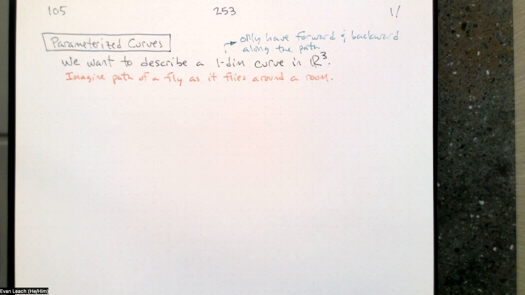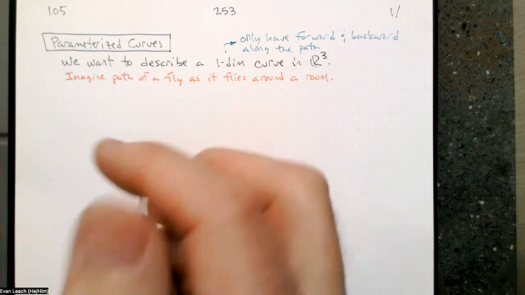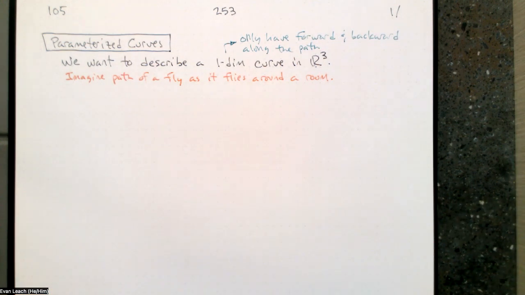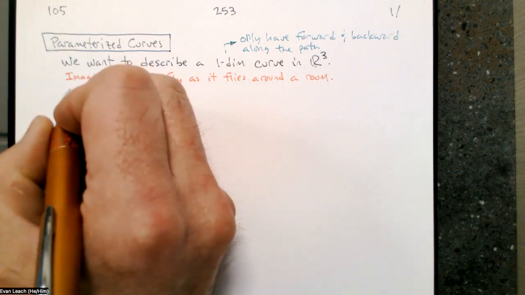Another example of a one-dimensional curve in three-dimensional space is a roller coaster. The roller coaster exists and travels in three dimensions, but once you're on the roller coaster, you can either move forward or you can move backward. That actually sounds more fun than watching a fly fly around the room, but much harder to execute. So I don't know. We have to balance that out.